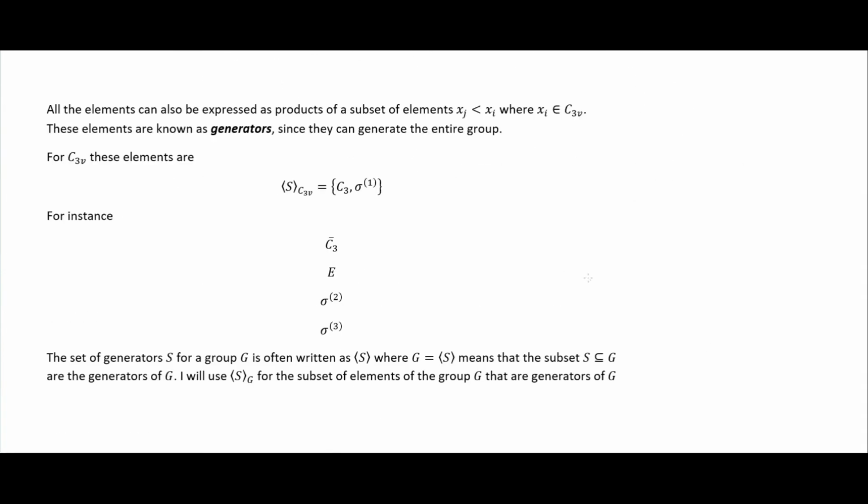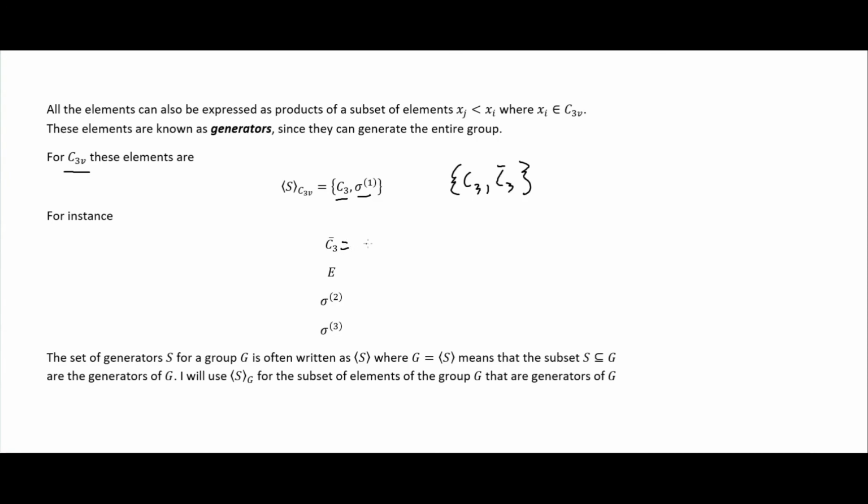And so the elements can also be expressed as products of a subset of elements. And so there is a subset of our set, and we're using the C3V here as our example, from which we can produce all of the other elements of our group. And so, for instance, if we wanted to just use C3 and sigma 1, and obviously this won't work for everything. If you had just the C3 and the C3 bar, that would not be sufficient for a generator because we need at least one reflection.